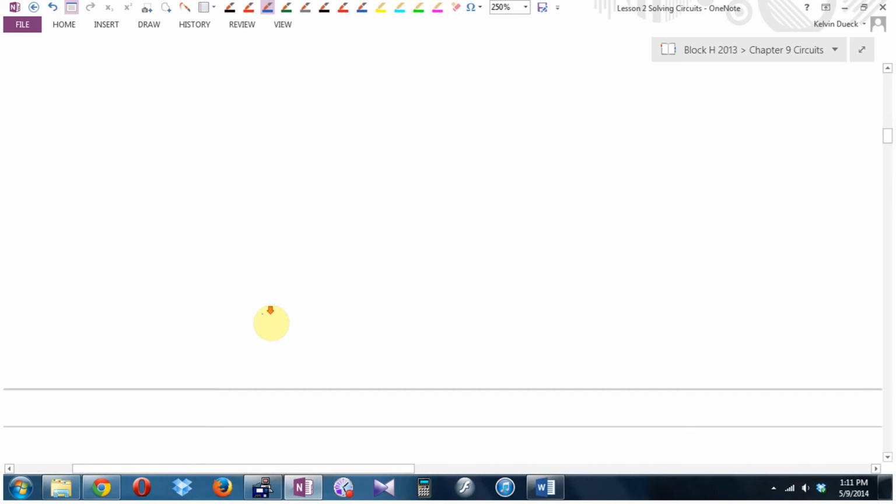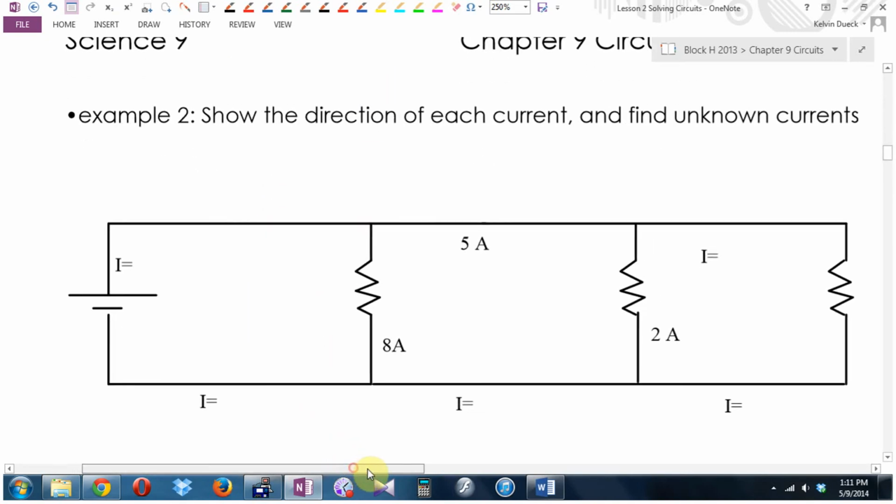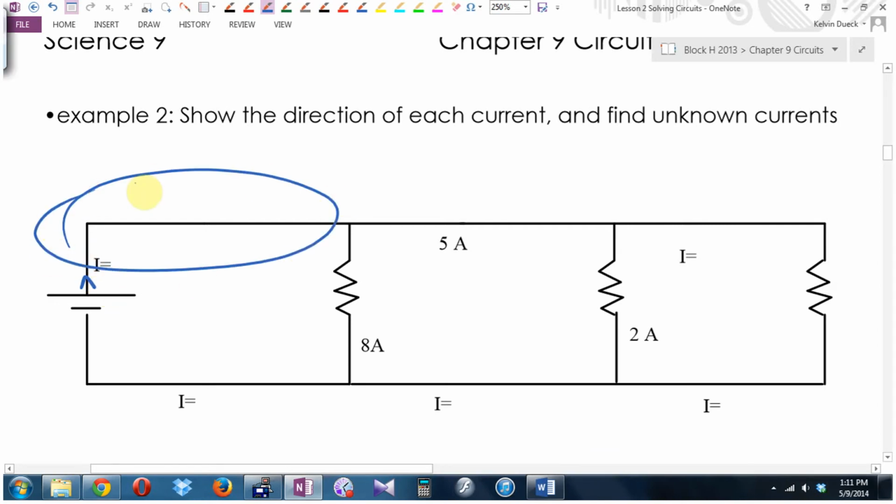Let's try another one. A little tougher. It says, show the direction of each current and then find the unknown currents. Hey, where's the battery? The voltage source on the left. Which way is downhill? Let's do that. Do I know how many amps total in this circuit? Do I know how many skiers? Well, they didn't tell me how many skiers here like they did on the previous one, but this is downhill.